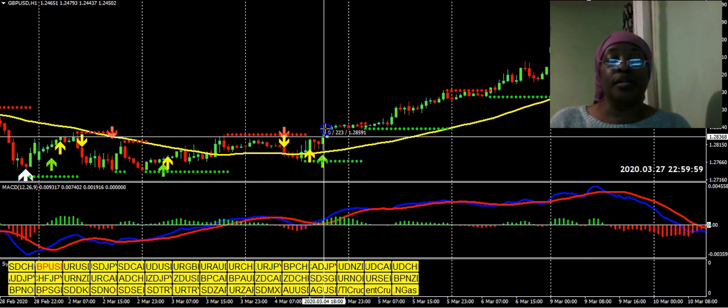22.3 pips. You see that? And then the take profit price is 1.28591. And you're done. How long did that take? This is the hour chart. But it hasn't taken an hour. We know that. Why? Because we have a zero.